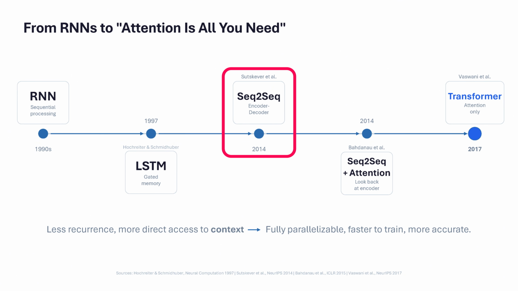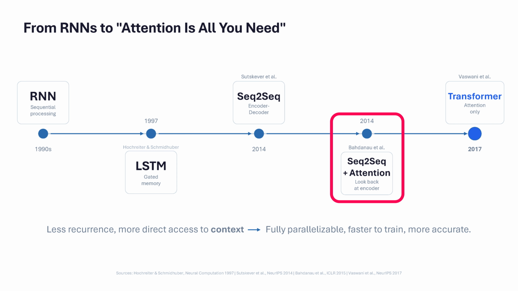In 2014, Sutskever showed you could do machine translation with two RNNs, one to read the input and one to write the output. This was called seq-to-seq. It worked surprisingly well, but there's a catch. The entire input sentence had to squeeze through a single fixed-size vector. Short sentences came through fine, but longer ones lost meaning because that one vector couldn't hold everything.